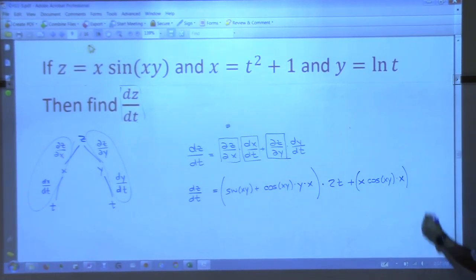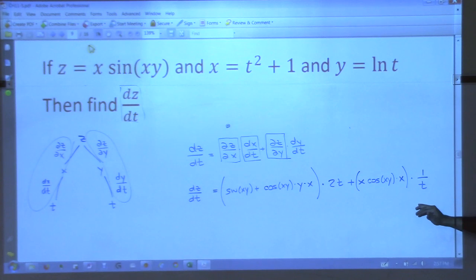And finally, dy dt. What's the derivative of y with respect to t? 1 over t. The derivative of natural log of t is 1 over t. All right, so this is our derivative using the chain rule.